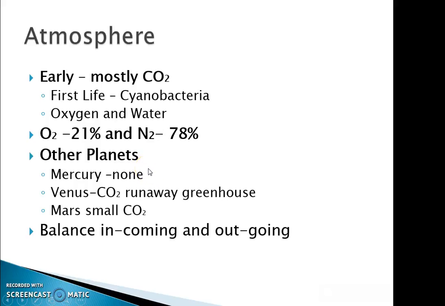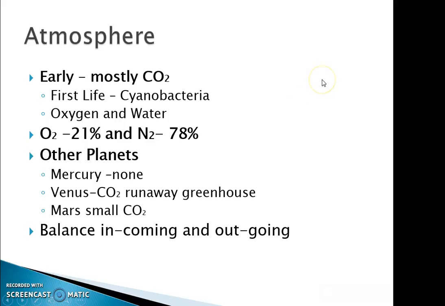Other planets: Mercury doesn't have an atmosphere. Venus has carbon dioxide. It is a runaway greenhouse, in that any sunlight coming into its atmosphere gets trapped there, and it really magnifies the temperatures on Venus. Mars has a little bit of carbon dioxide, but not much at all. And what we've discovered only during the course of this school year is that Mars actually lost its atmosphere. At one point it had one, but it appears to have been lost due to magnetic storms by the sun.